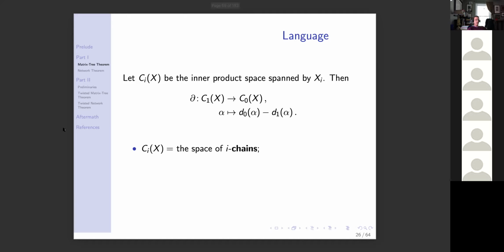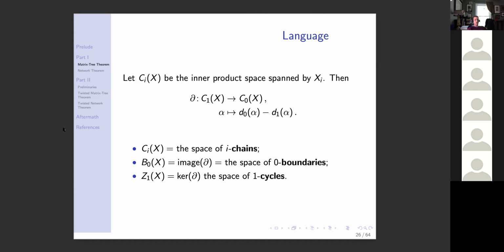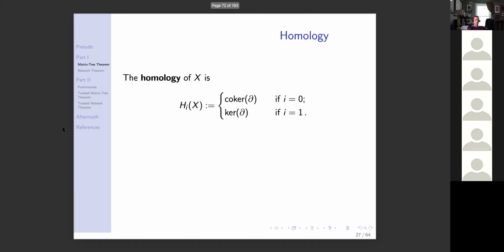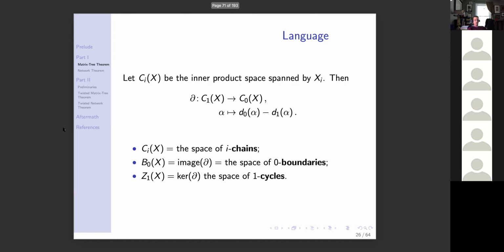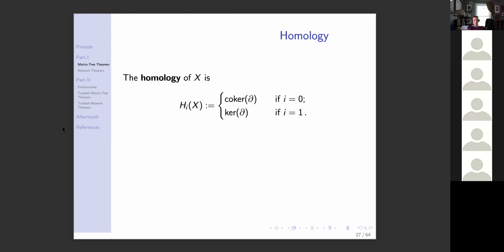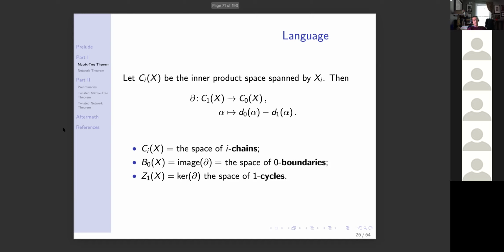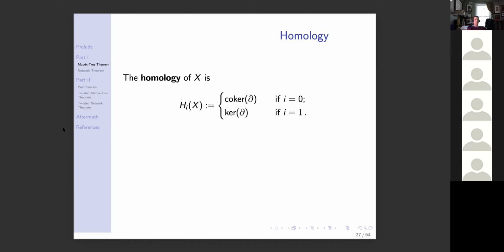So Ci of X is the space of i-chains. I just said that. And now I'm going to introduce some new terminology. B0 of X is the image of the boundary operator. That's the space of 0-boundaries. Z1 of X, which is the kernel of the boundary operator, is the space of 1-cycles. And one more thing which is related to all of this is the homology of the graph, Hi of X. If i equals 0, we take the co-kernel of the boundary operator. So remember, that would be C0 of X, where we quotient out the boundaries, B0 of X. And H1 of X is the kernel of the boundary operator. In other words, that's another name for the 1-cycles.